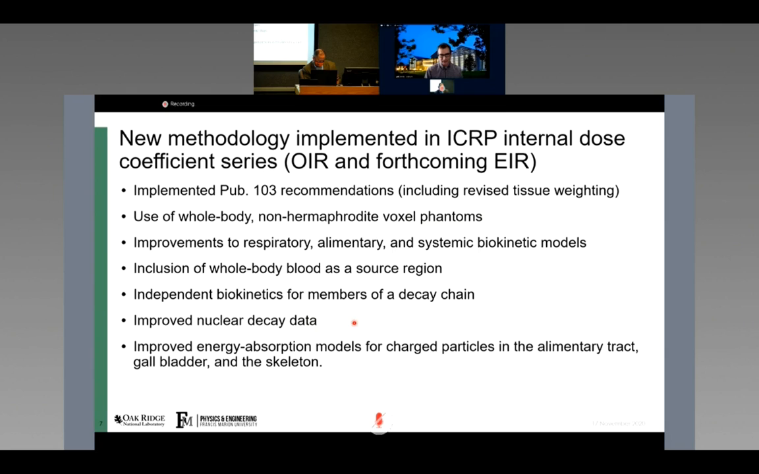Improved nuclear decay data. So Keith Eckerman was one of the chief authors on publication 107, which gave us a bunch of up-to-date nuclear decay data. And then improved energy absorption models for charged particles in the gut, in the gallbladder, and in the skeleton.